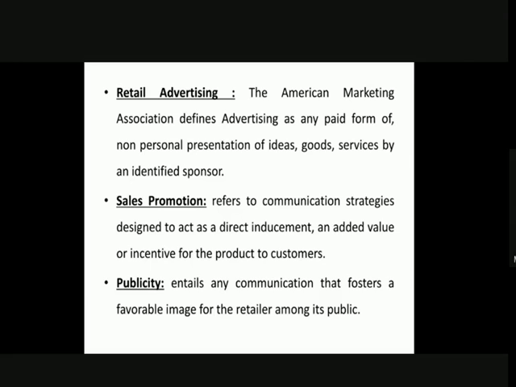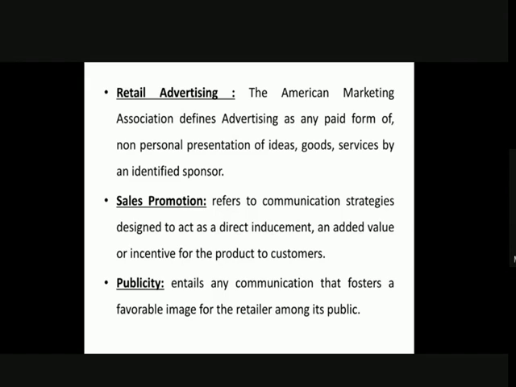These things have already been discussed previously, but still we'll have a glance over it. So we have retail advertising. As you know, the American Marketing Association has a definition that it is a paid form. You have to pay money for that. And also a non-personal presentation of ideas.